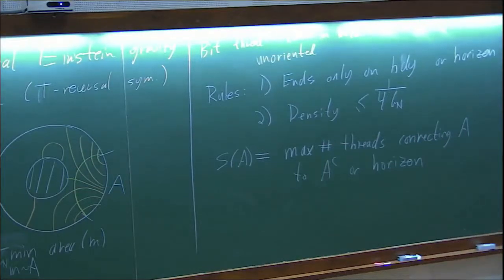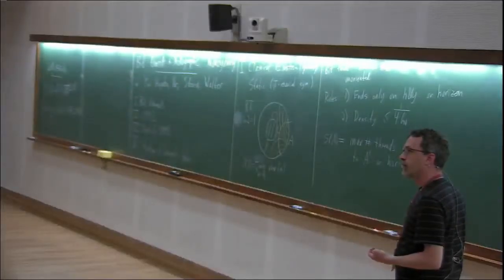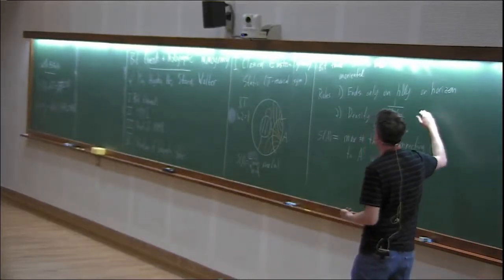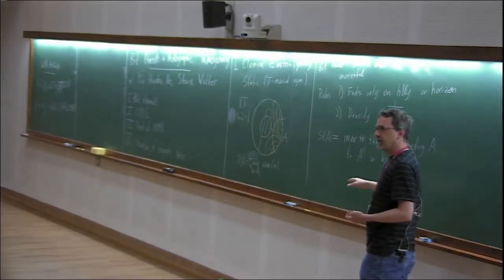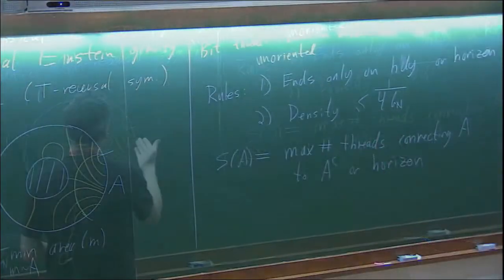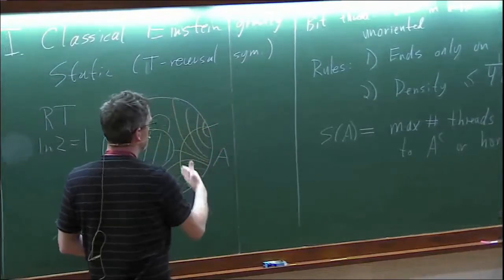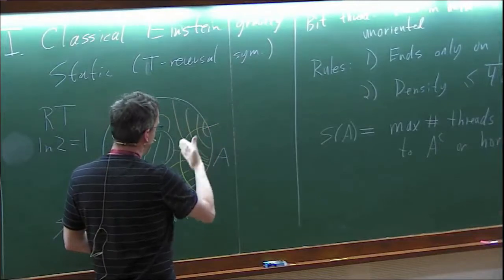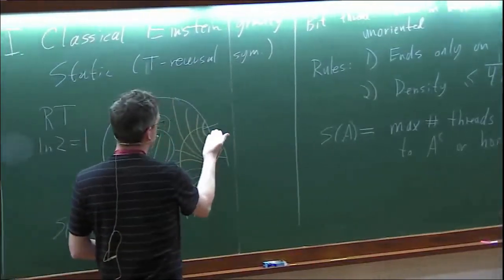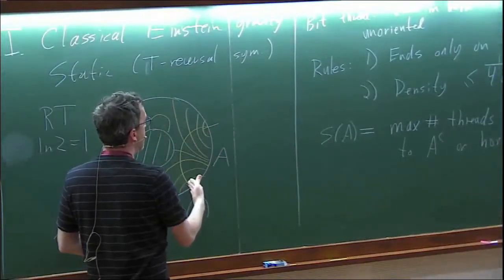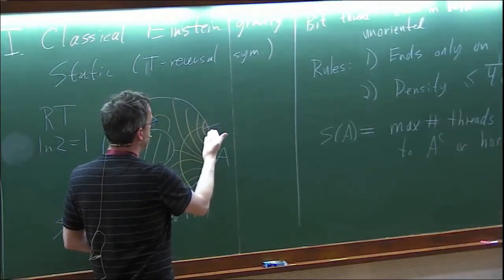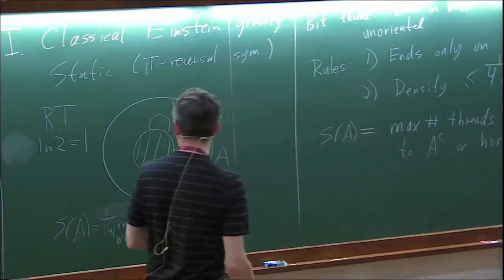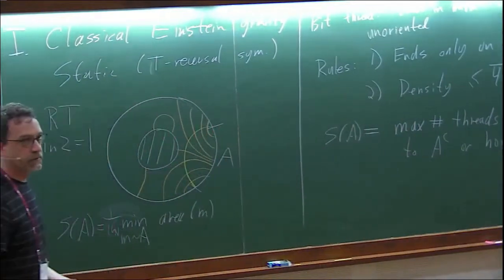Less than or equal to 1 over 4G Newton. That comes from if you integrate over the full minimal area, that should give you back the entanglement. Yeah, I mean, these rules were chosen so that this would equal that, right? Exactly, so that then the number that you get, if what I'm saying is true, that on the maximizing configuration, the threads are maximally packed here, then their density on here is saturating this bound, and then it follows that the number of them is equal to this 1 over 4G Newton times that area.